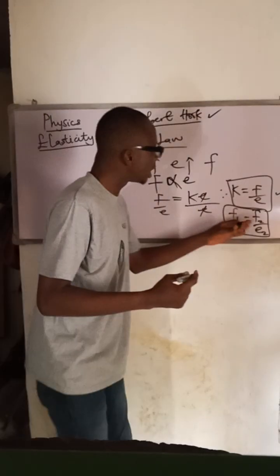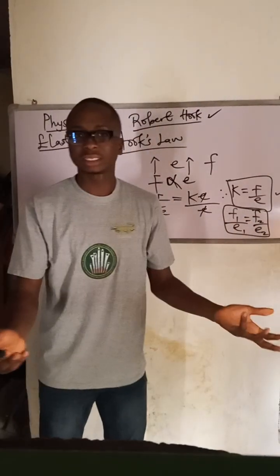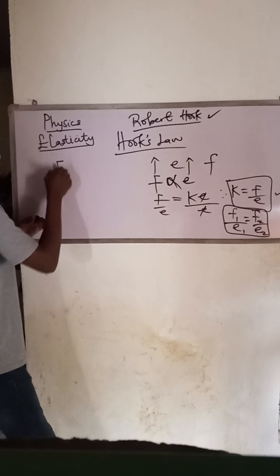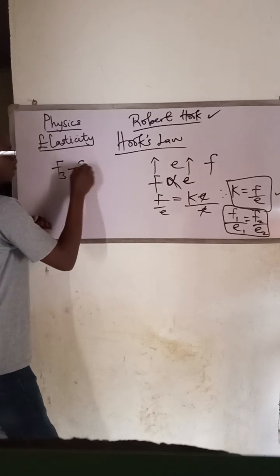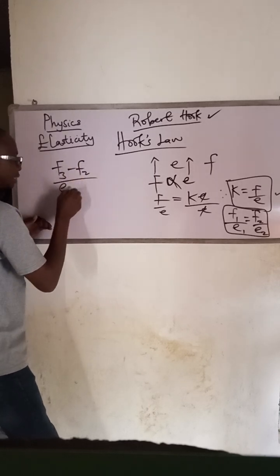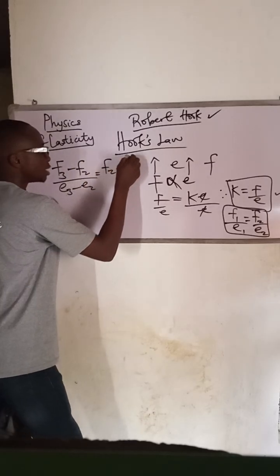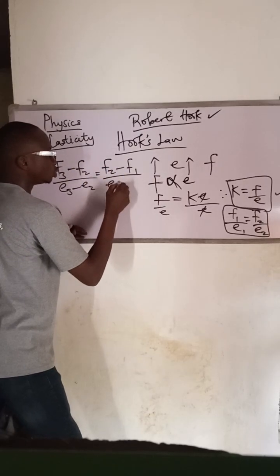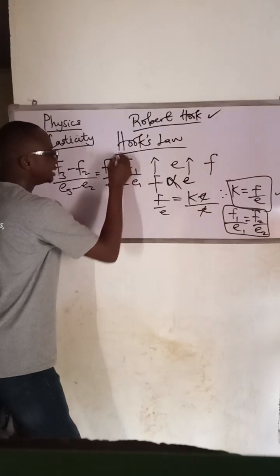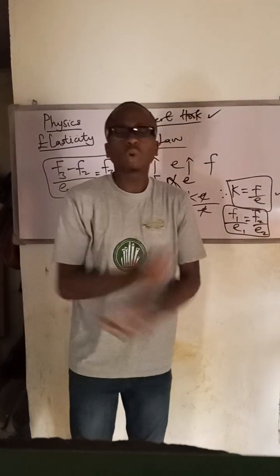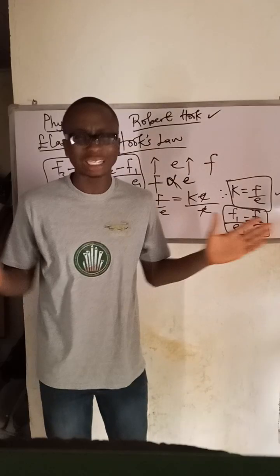Then how about in cases where you are given 3 forces? If you are given 3 forces, the formula is F3 minus F2 all over E3 minus E2 is equal to F2 minus F1 all over E2 minus E1. This is the formula. We are going to solve questions. We are going to see that it is not hard at all.